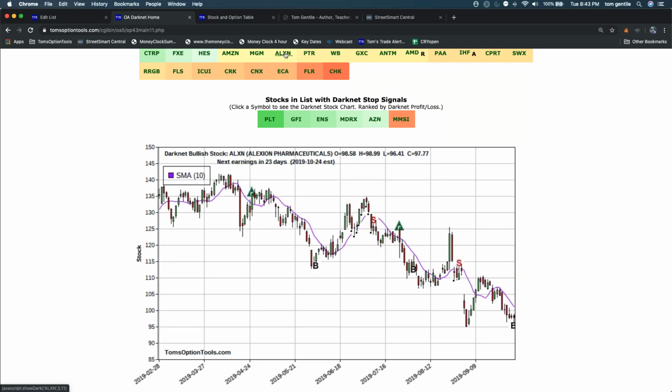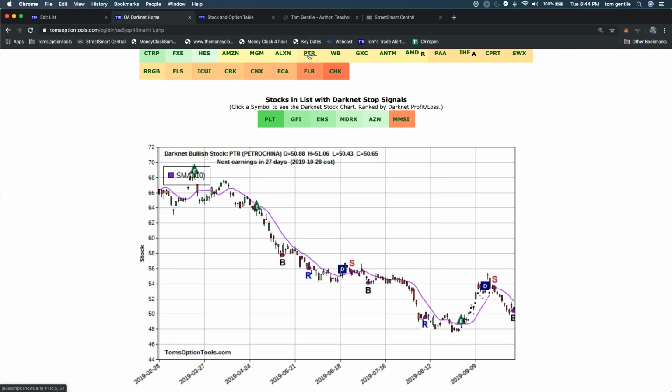All right, ALXN, really big downtrend. Buy, sell, winner. Buy, sell. That was really maybe a break even. You got to buy down here near double bottom, perhaps. PTR, buy, rebuy, sell. That was a little bit of a loser. Buy, rebuy, sell. That looks like between those three was a small winner. And you get a buy in here today. It is higher than the low that happened back in August. That's not bad. PetroChina.